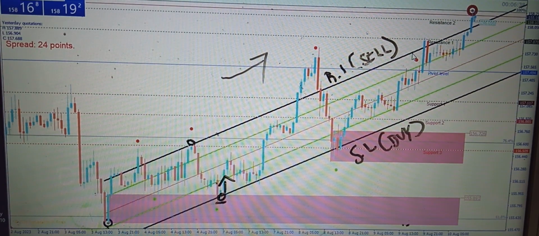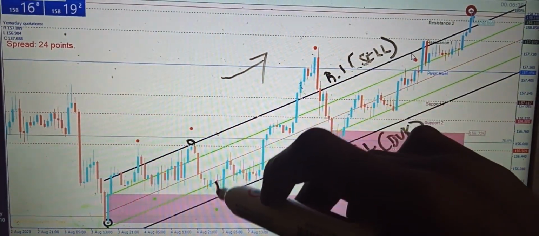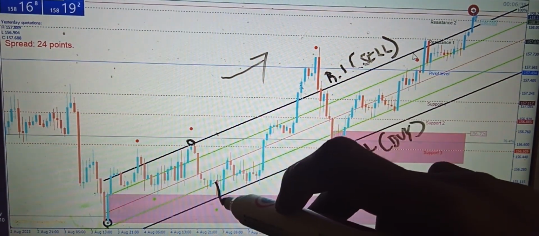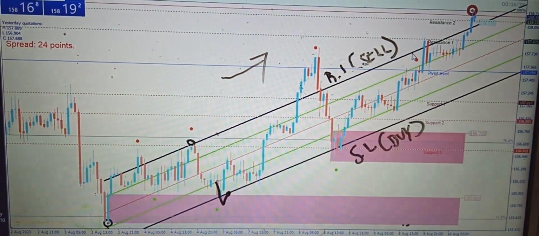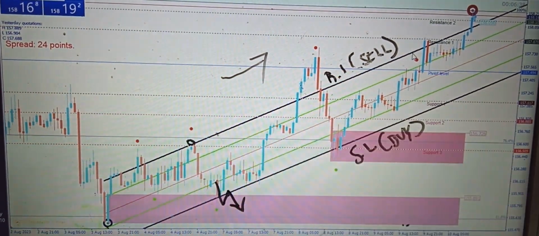But if sellers broke this support level, go to retest this support level again for the second time, and then broke below, it simply means the market was going to go to the downside, meaning that the trend was going to be broken.